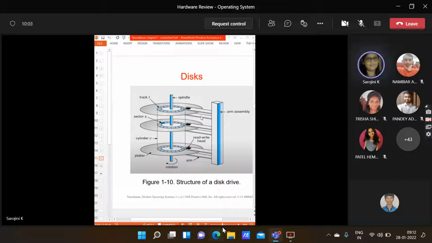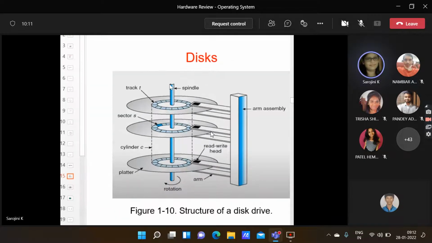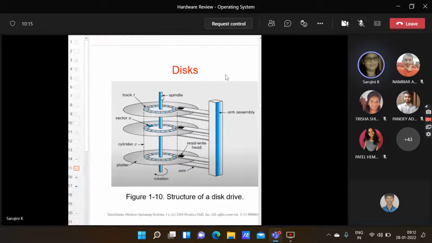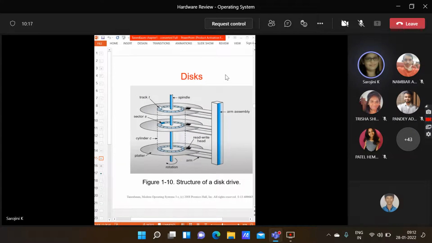Okay, so this is the read-write arm. These are read-write heads. Here there is a part that's called a spindle. About the track we will see later. All these are called platters.